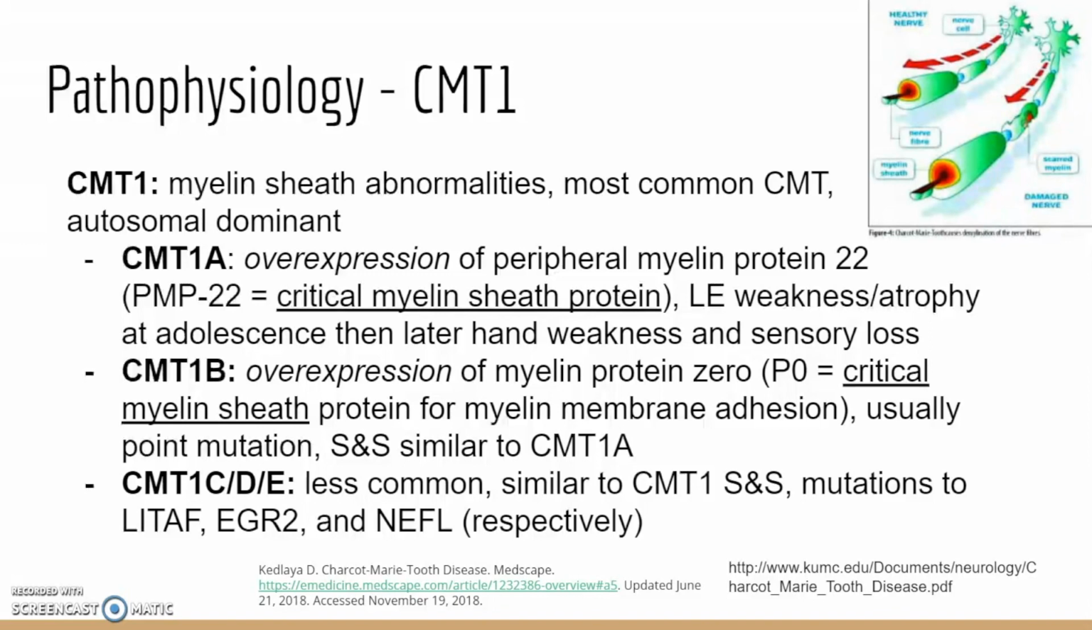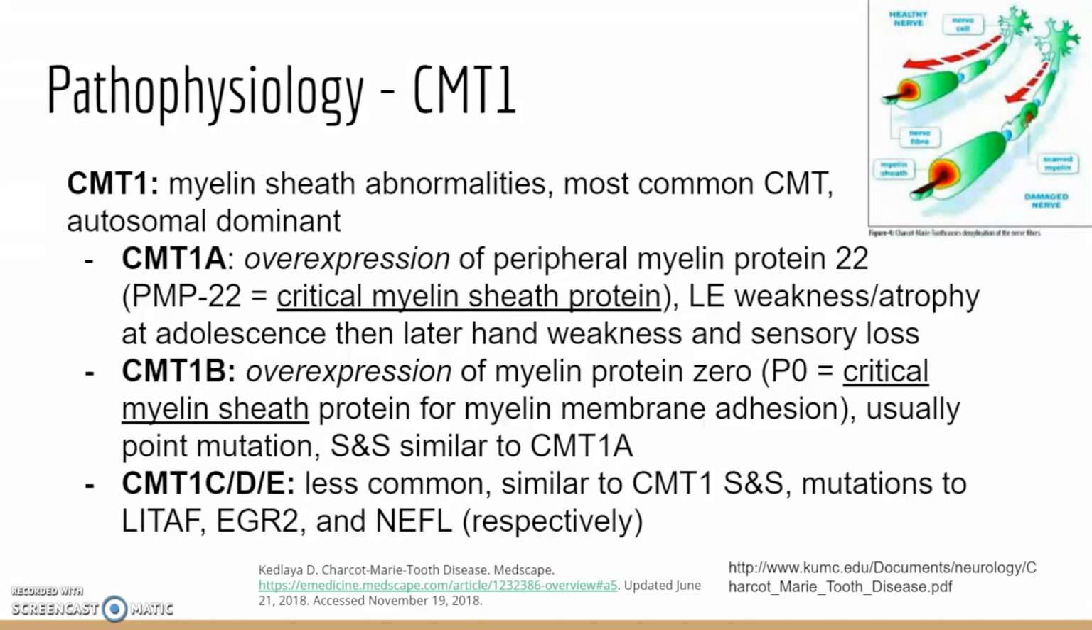CMT1 is the most common form of the disease, and it is autosomal dominant, meaning only one copy of the gene is needed for an individual to express the disease, and those who have it experience myelin sheath abnormalities. Recall peripheral neurons may be wrapped in myelin or not, and if they are wrapped in myelin, it is due to Schwann cells. Those wrapped in myelin are able to conduct signals faster. There are multiple varieties of CMT1, and each of these describe a different gene related to myelin sheath function or integrity which has been mutated.